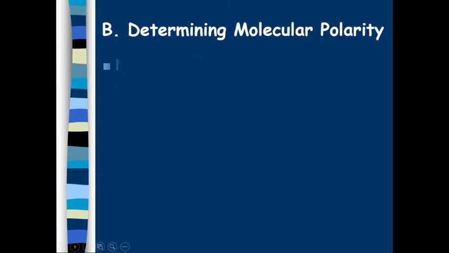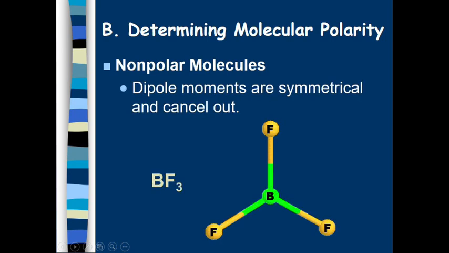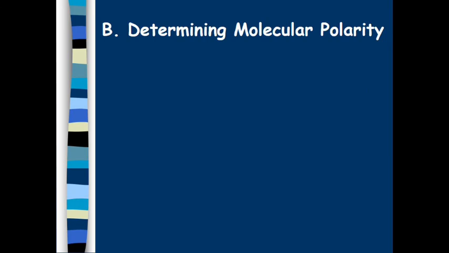To determine the molecular polarity, if it's a nonpolar molecule, then your dipole moments are symmetrical and they cancel out. So in the case of BF3, you have to think about this as a 3-way tug of war, evenly matched up off of boron. All 3 dipoles are exactly the same because of the partial charges. This is a very symmetrical molecule.